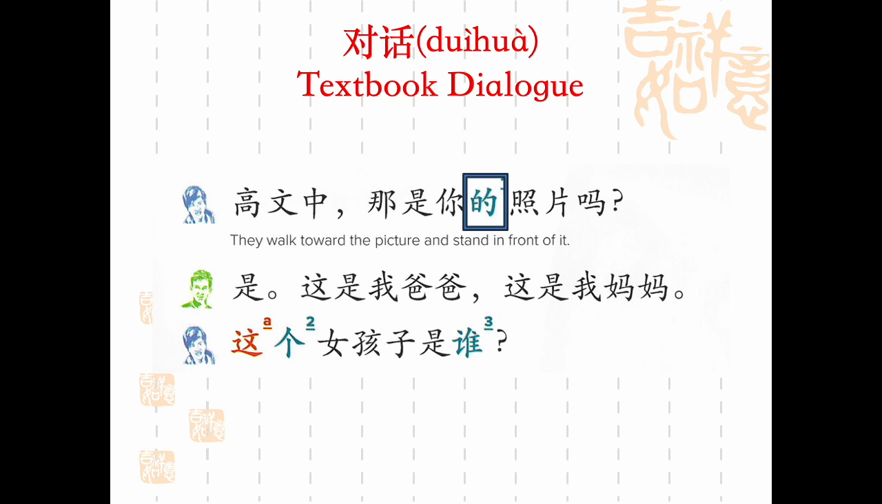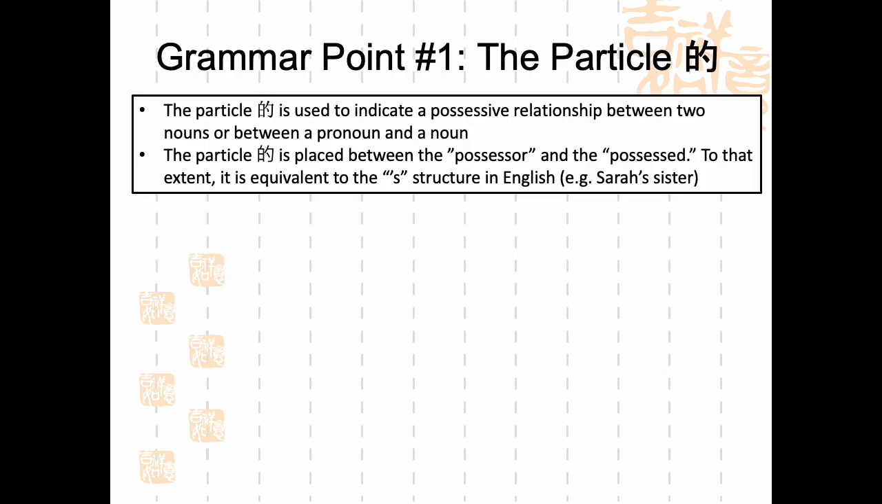Alright, so let's look here at the first grammar point in the dialogue, which is in blue font, and it's de. So this is how it appears in the dialogue. Wang Peng says, 高文中 那是你的照片吗? Let's look a little bit closer at this grammar point. So the particle de is used to indicate a possessive relationship between 2 nouns or between a pronoun and a noun. And so the particle de is placed between the possessor and the possessed. So it's very similar to the S apostrophe S structure in English. So the basic pattern you'll see is it'll be noun followed by a de and then followed by another noun.